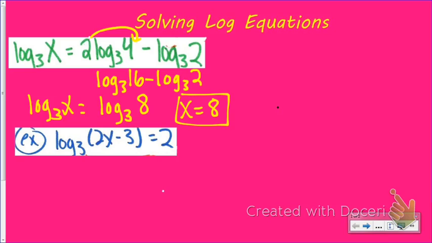Another strategy you guys might see that's going to come up a lot is something like this next one, where I'm going to want to rewrite this in exponential form. So if I rewrite this in exponential form, 3 squared is going to give me 2x minus 3. Then at this point, this is really just a basic algebraic equation. So I know that 9 equals 2x minus 3, which means that 12 is equal to 2x, which means that x has to equal 6.